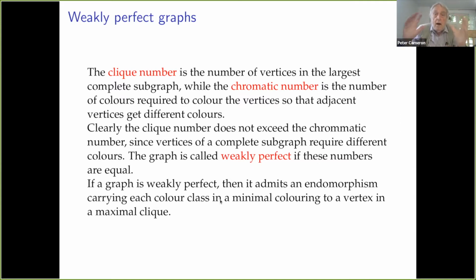Because if you take a coloring of the graph, so let's suppose that M is the common size of the clique and the coloring. So you've got a coloring with M colors. You identify the M colors with the M vertices in your clique, and then you map any vertex of a given color to the corresponding vertex in the clique. And because edges get different colors, an edge will go to different vertices in the clique, so it really is an endomorphism. So weakly perfect graphs have endomorphisms.